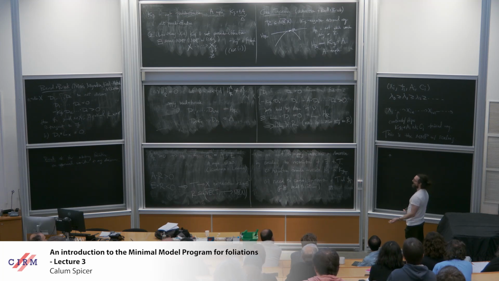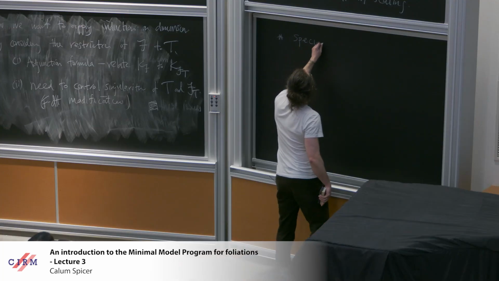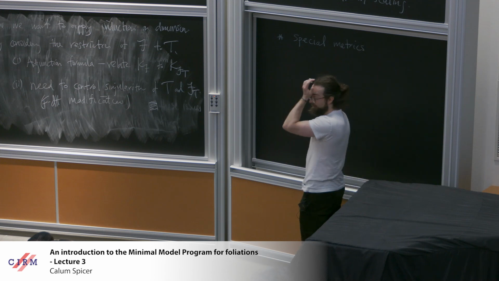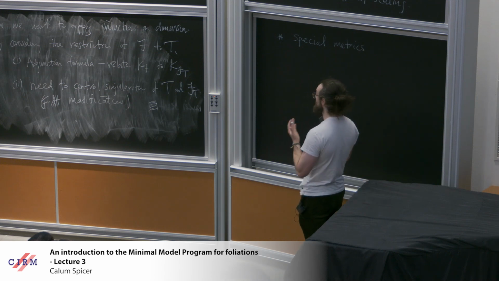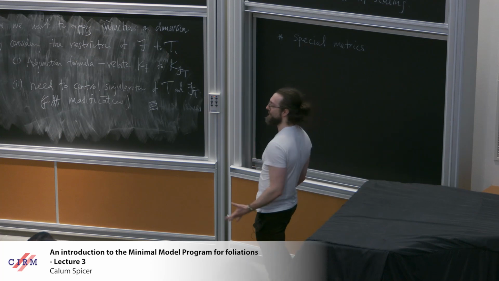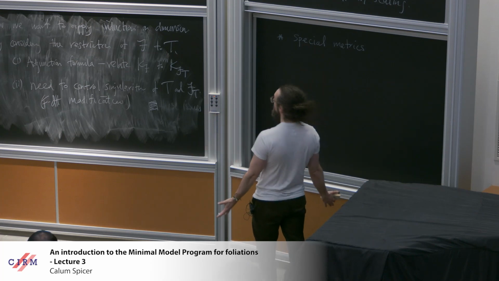What was the point of trying to make KF-NF? One reason is special metrics. If we want to find a special metric on our foliation, in practice, we need to make KF-NF. So this is the first step to finding special metrics. If you care about special metrics on foliations, this is a necessary first step.